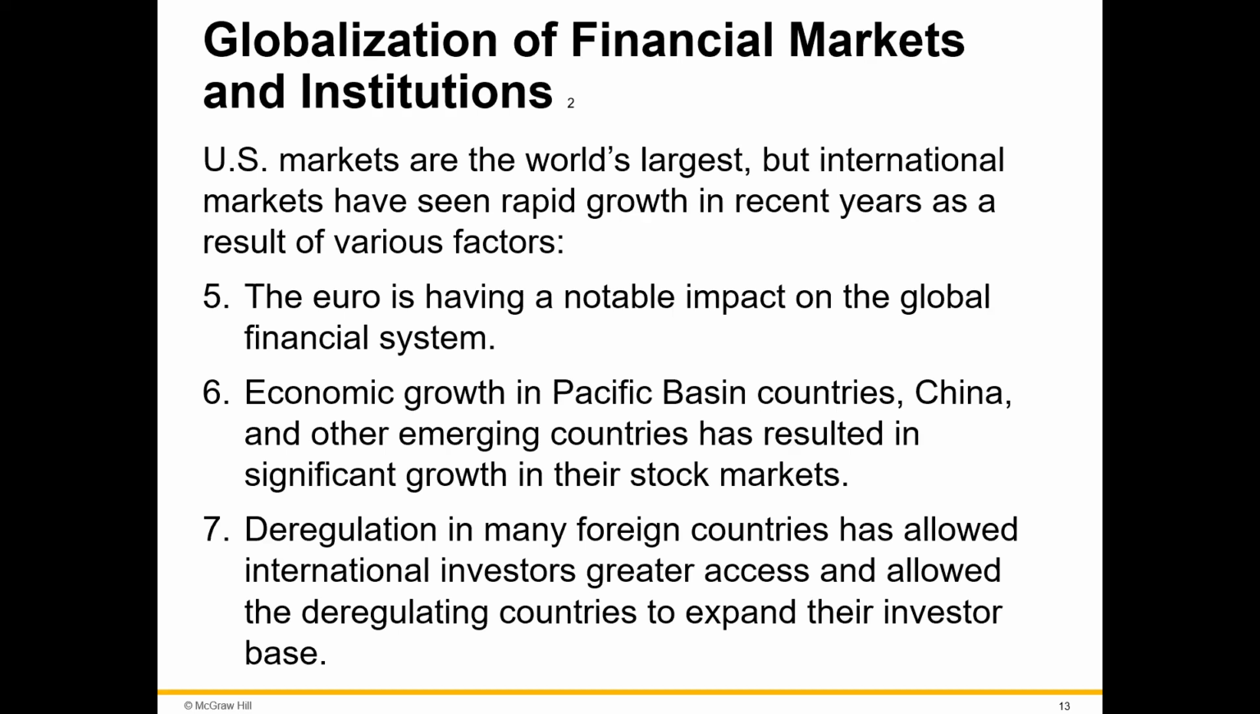Deregulation in many foreign countries has allowed international investors greater access and allowed the deregulating countries to expand their investor base. In other words, more free trade. If I was to use an overarching term, it's saying more free trade. Now, not free trade for everything, but when it comes to these investments, they just make it easier and they lower barriers and make it more open, which is a good thing for everybody.